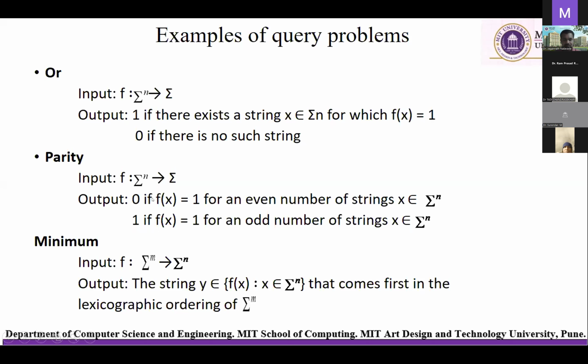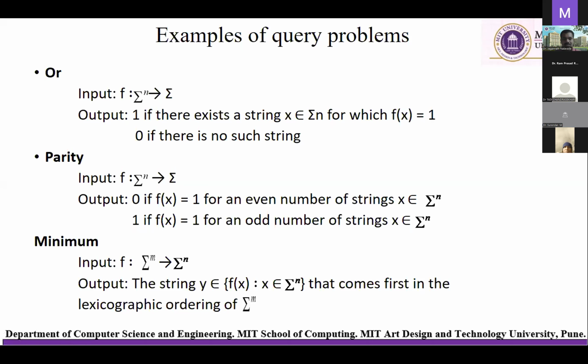The output will be 1 if f of x is equal to 1 for an even number of the strings, and it is 1 if f of x is equal to 1 for an odd number of the strings. Then another query problem is given, like minimum.